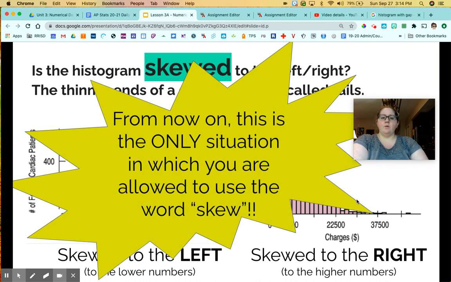Be really careful: when we use the word skew in statistics, we're referring specifically to the shape of a graph. So from now on, we shouldn't be saying things like, oh, the bias makes the data skewed, or this is skewing the opinions of people or whatever. When we talk about skew, we should only be using that word to describe the shape of a graph.